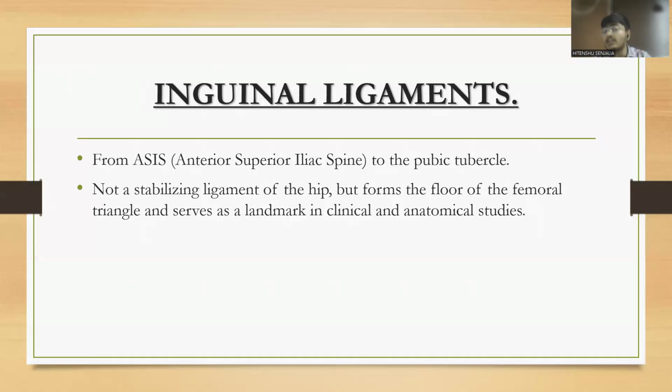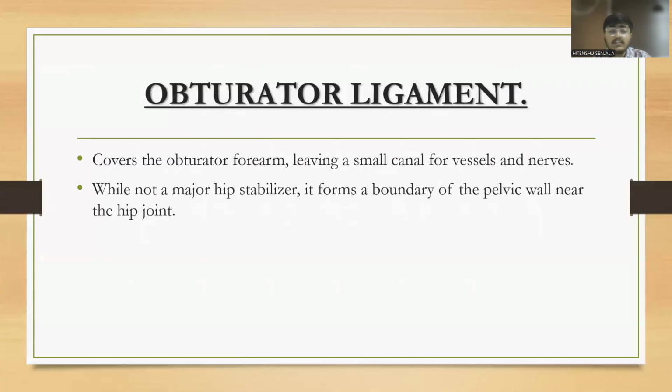Now, the obturator ligament covers the obturator foramen, leaving a small canal for vessels and nerves. While not a major hip stabilizer, it forms a boundary of the pelvic wall near the hip joint. This ligament is also not completely part of the hip joint, but it helps make the boundaries around the pelvic wall near the hip joint.